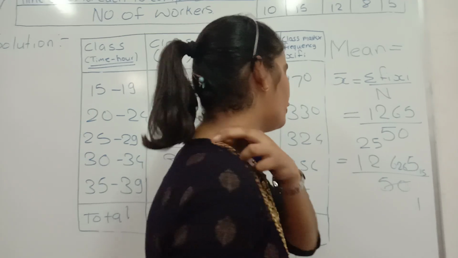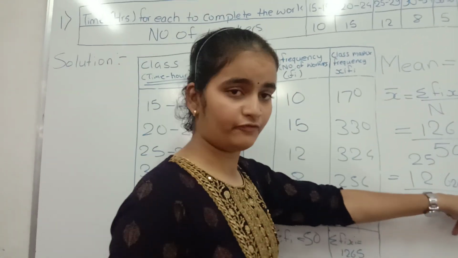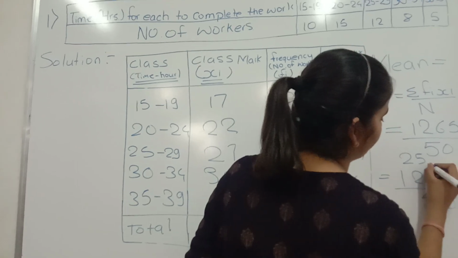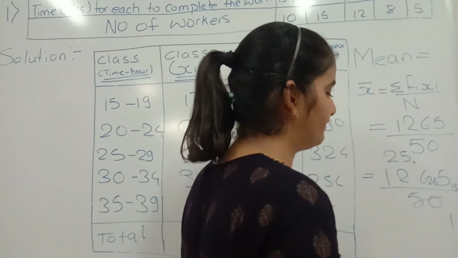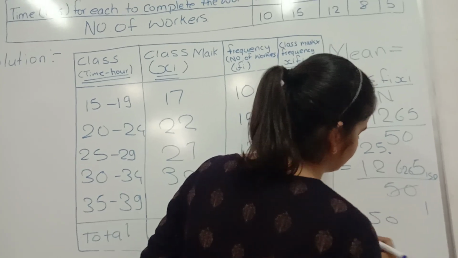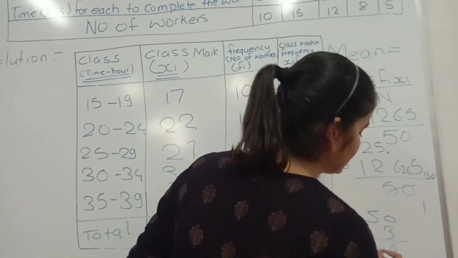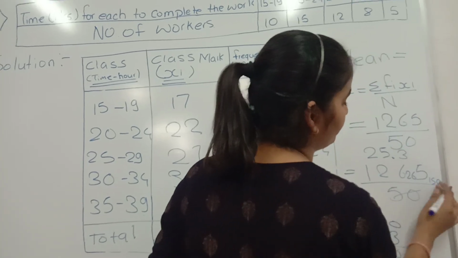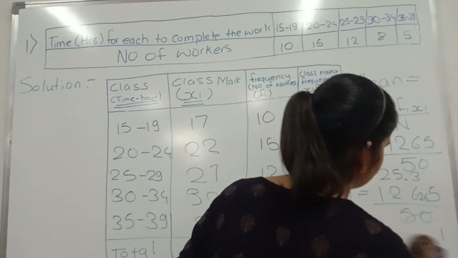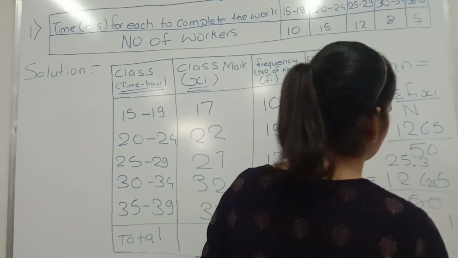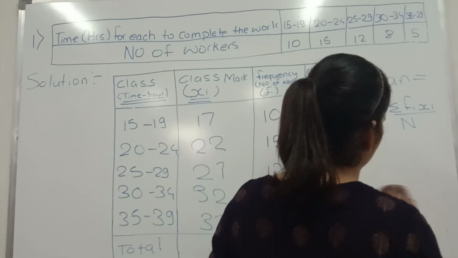Of course, I already told you 50 is greater than 15, so we have to put a decimal point here, because 15 can't be divided by 50. So here we get 150. 50 threes are 150, so we can take 3 here. So the answer came out as 25.3. Remember it, 25.3.